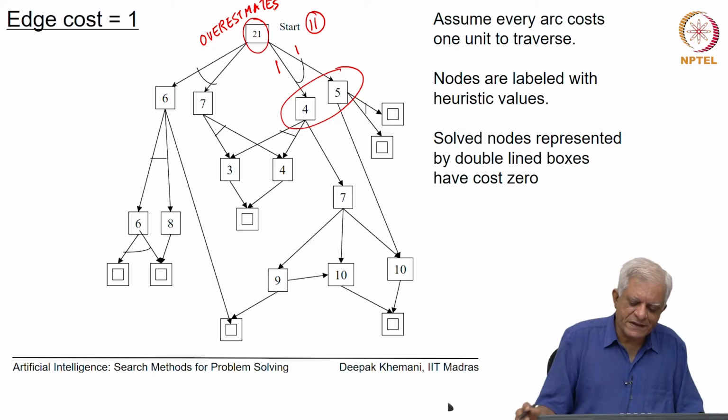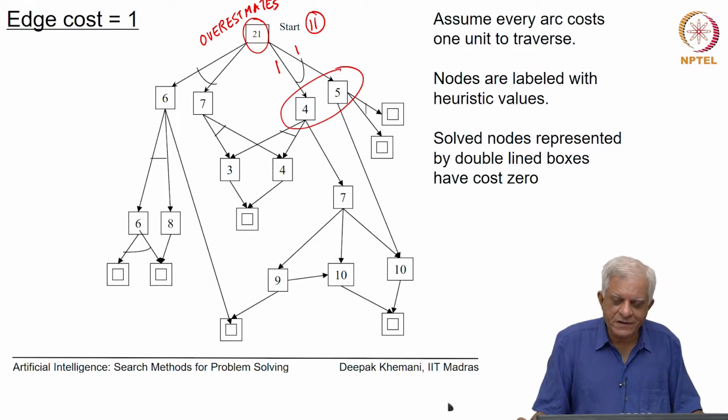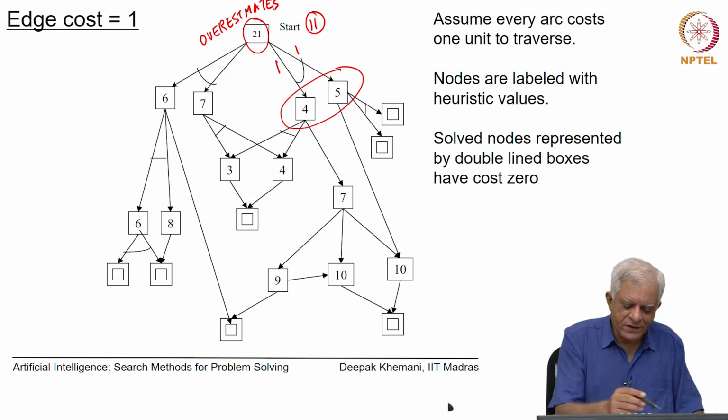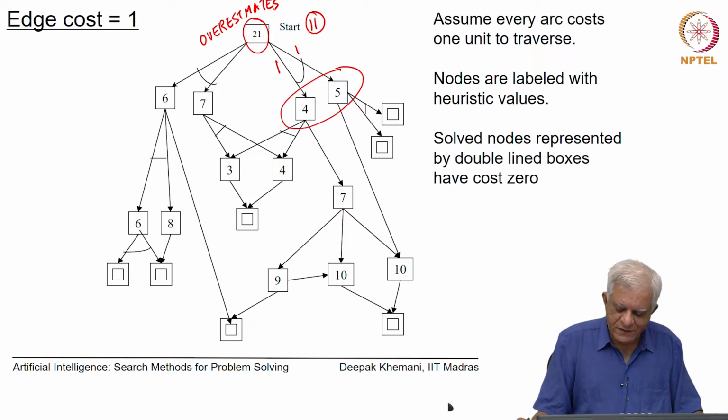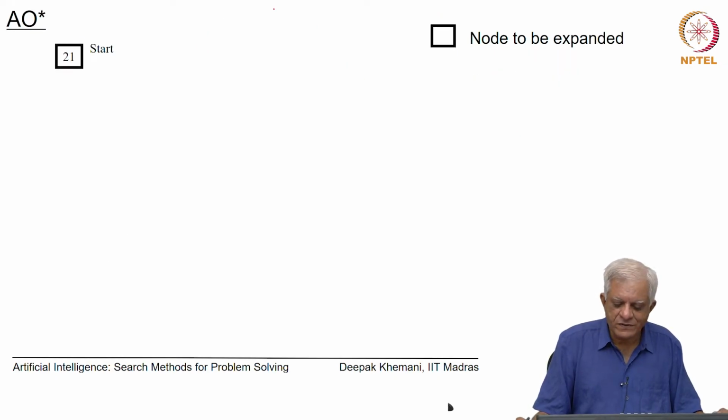So, here in this example we will assume that every arc cost is 1. All the internal nodes are labeled with heuristic values, and solved nodes are represented by double line squares. We will assume for the sake of argument that the cost of solving the primitive nodes is 0. So, the only cost is associated with the edge cost, which is how much transformation you do before you reach a set of solved nodes. So, let us work first with h cost equal to 1, and remember that we are starting with this root node which has a value 21, and this is how the algorithm begins.